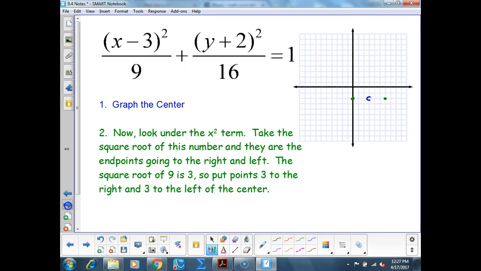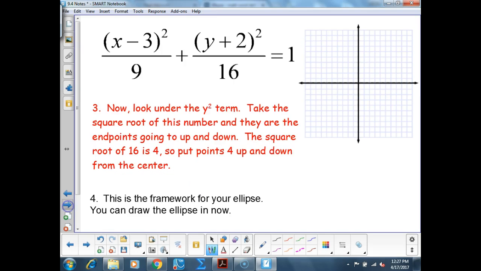Okay? What do you think I'm going to do next, based off of what we just did? Matt? Going to look underneath the y squared, and that's going to tell me up and down. Yep. Okay.